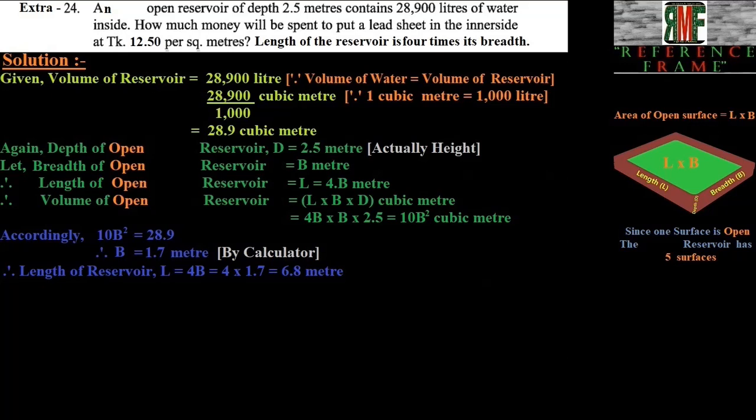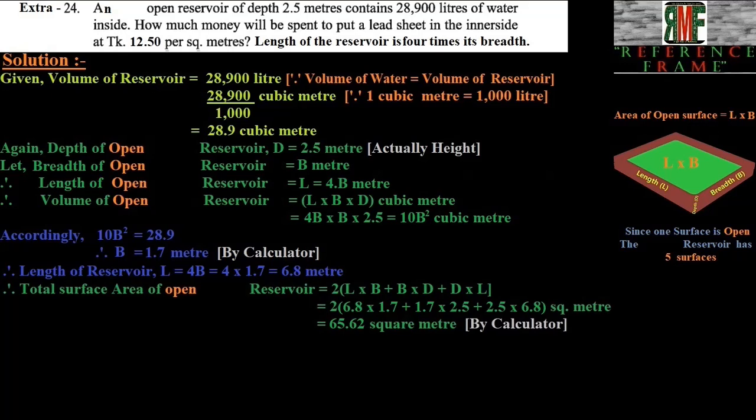Okay, so let's move. The total surface area of the open rectangular reservoir is equal to 2 into length times breadth plus breadth times height. Here instead of height we write depth, as it is given in the question, plus depth times length. By putting in their values, we get the total surface area of the rectangular reservoir, 65.62 square meter. But it has an open surface just like the square reservoir, so we need to find the area of the open surface.